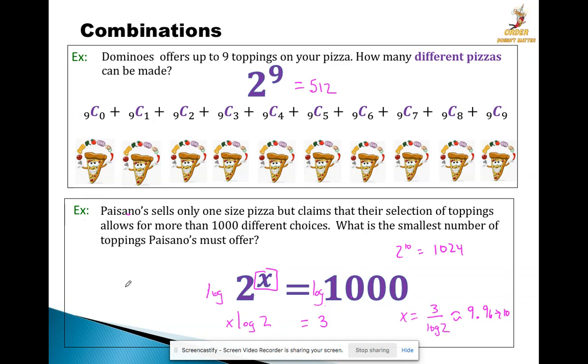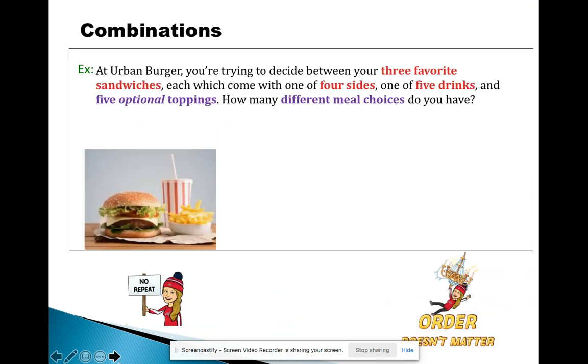Crazy, whack, funky, right? All right, there's combinations. So we will practice this more in our next live session. Oh, I forgot about the last one. This one is a combination with permutations. I'm trying to decide between my 3 favorite sandwiches, but once I decide on a sandwich, each one of those sandwiches comes with 4 sides and 5 drinks, and 5 additional toppings on my sandwich. How many different meal choices do I have?